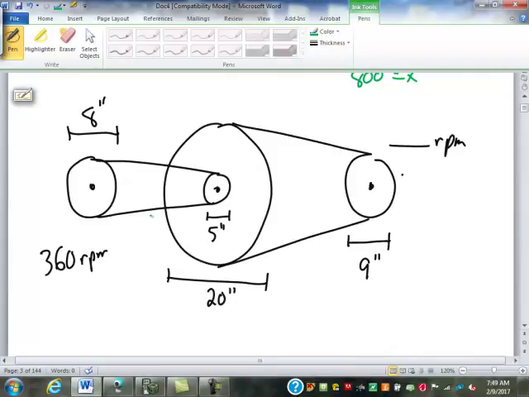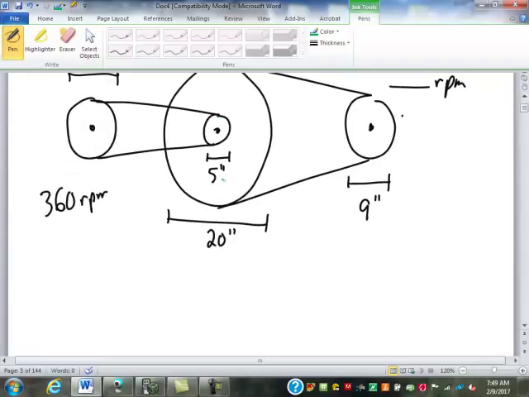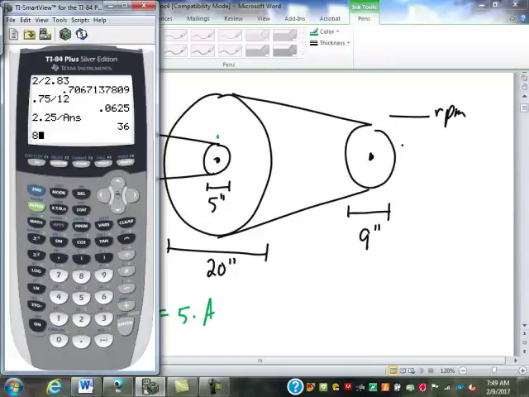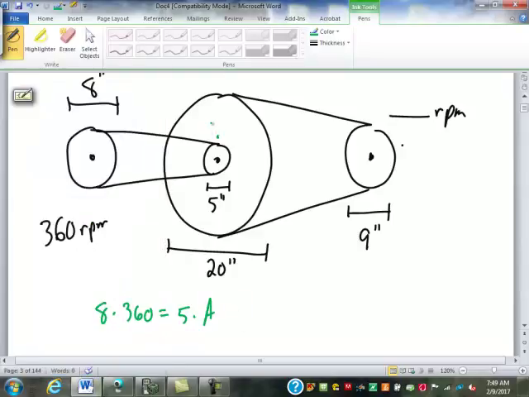Okay, so tell me what to do first. Okay, 8 times 360 equals 5 times, we'll call that A, will be the speed of this one. So 8 times 360 divided by 5 is correct. Which is going to give us 576. So it's 576 RPM on that little gear.